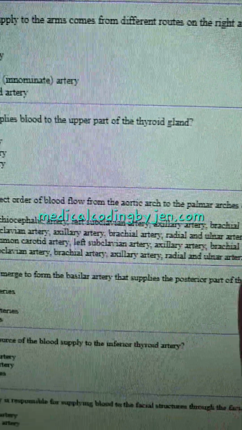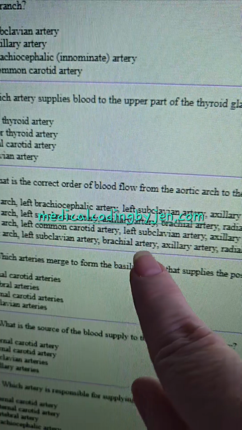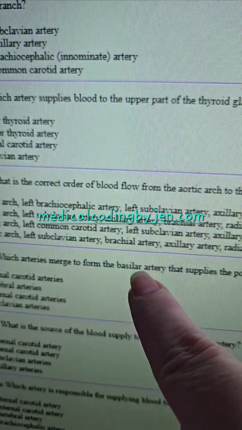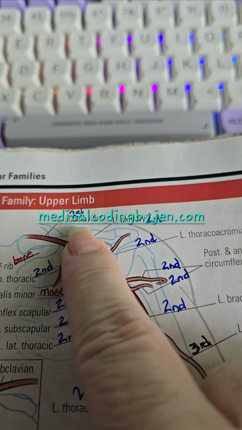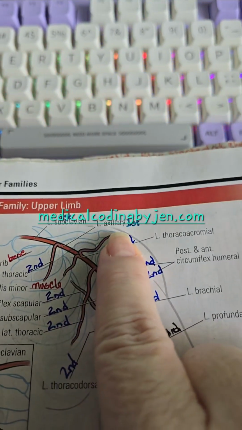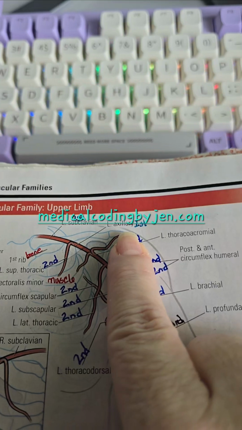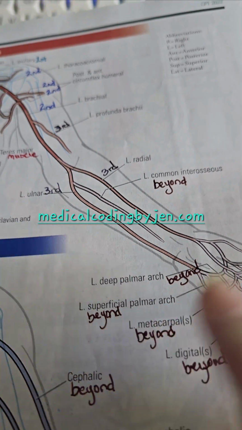So before you worry about all these other turns and twists that it makes, let's just take it one step at a time and let's figure out our differences between those two. So we're going to start off subclavian. Then our next one is going to be axillary, right? And then we've got our brachial, right? And then we're going to come down here to our palmar.